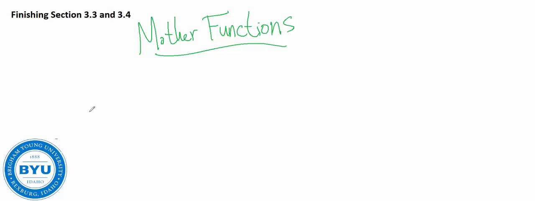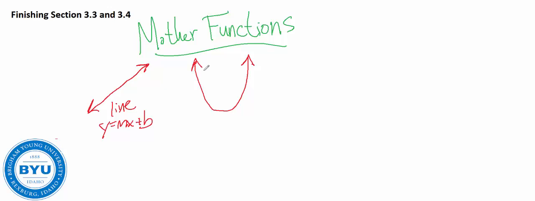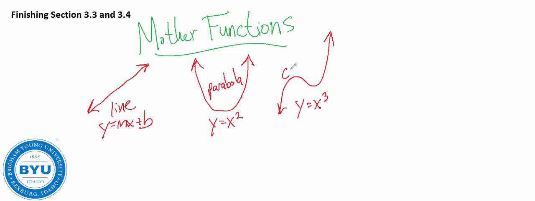The first type of mother function, which passes the vertical line test, is a line. A line is y equals mx plus b. That's a mother function. Here's a parabola. A parabola is y equals x squared. That is a mother function. A cubic function looks like this. It's y equals x cubed. It's called a cubic function.